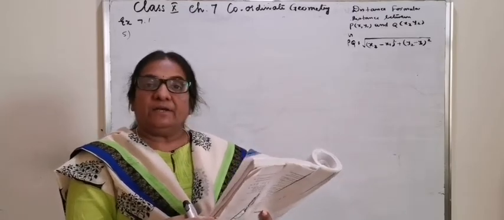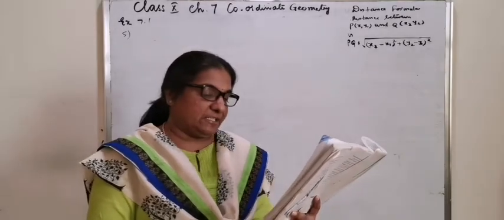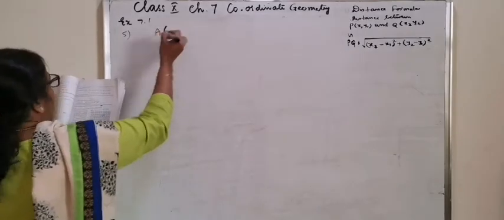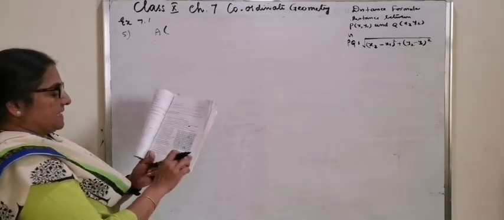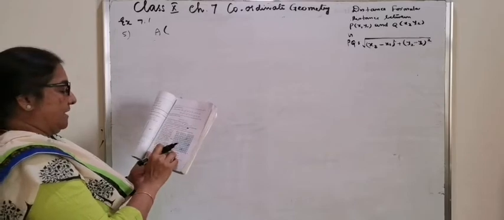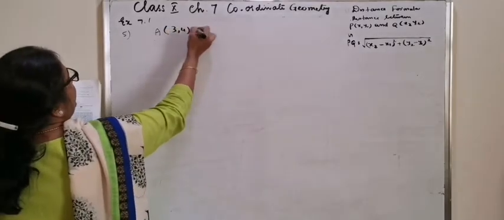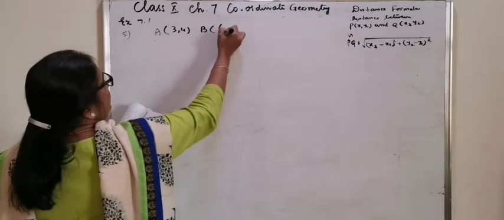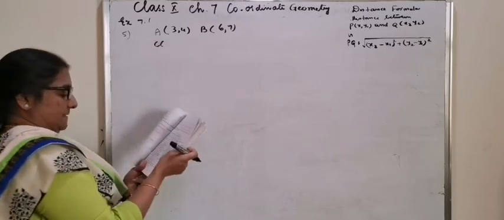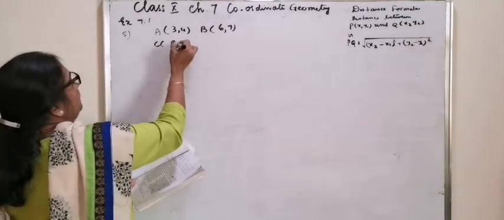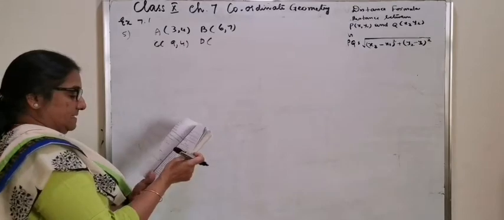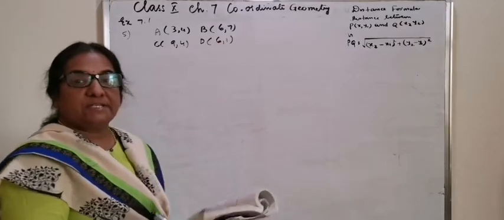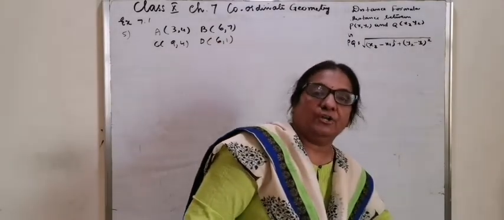If you look at the grid, you can find out the coordinates of the points A, B, C and D. Point A represents the x-axis first and the y-axis second, as (3, 4). Then B represents the point (6, 7). C represents the point (9, 4). And D represents the point (6, 1). Now the question is to check whether it is a square or not.